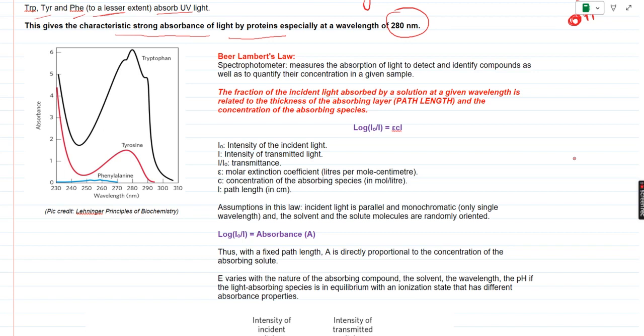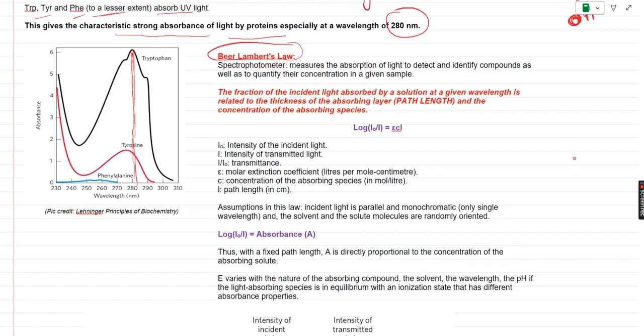This graph is a picture from the Lehninger Principles of Biochemistry textbook. It shows the absorbance measured as a function of wavelength for three amino acids depicted by three different colors. The absorbance maximum is close to 280 nanometers, and it's mainly due to tryptophan, and tyrosine to some extent, and phenylalanine to a lesser extent. When we exploit this concept, we have something called the Beer-Lambert's law.